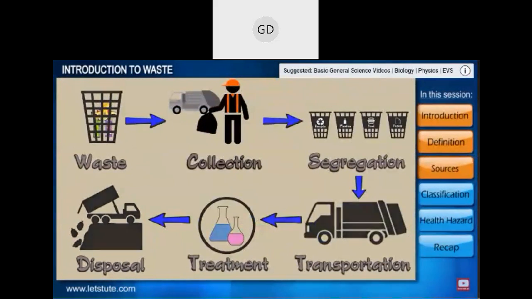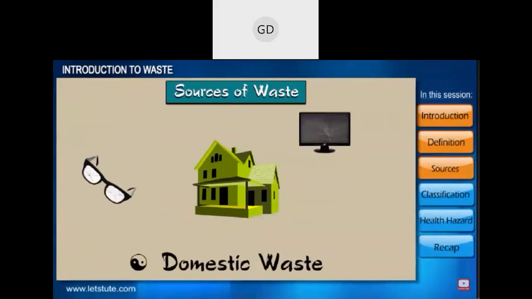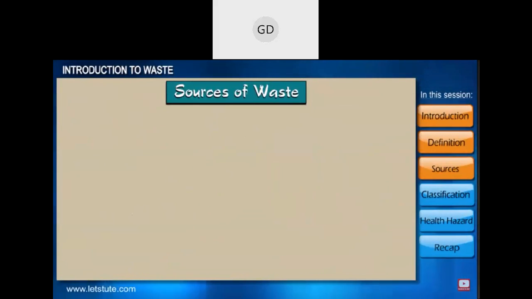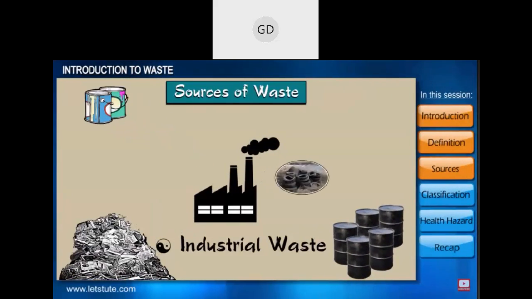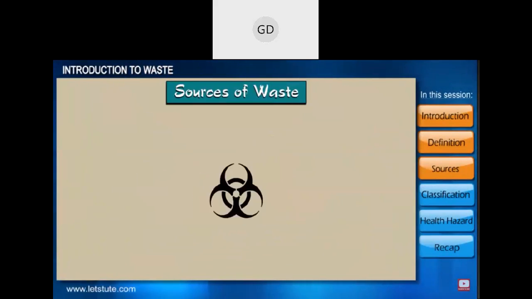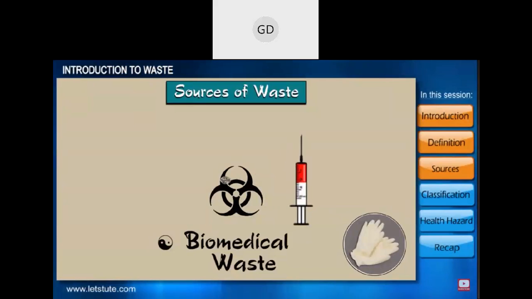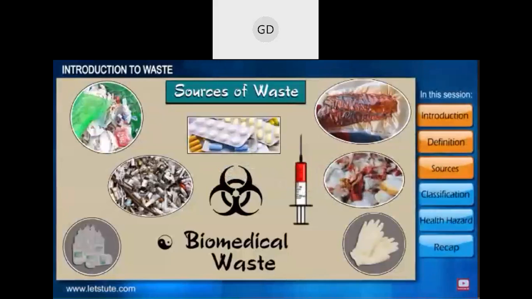So let's see the various places of its origin from where the waste can be collected. Let's begin with the waste generated in our house during the various day-to-day activities, which is the domestic waste. The next one is industrial waste. This includes all the various waste generated during different industrial processes. The next one is clinical or biomedical waste. This mainly includes the waste from the hospitals, nursing homes, pathological laboratories, medical clinics, etc.